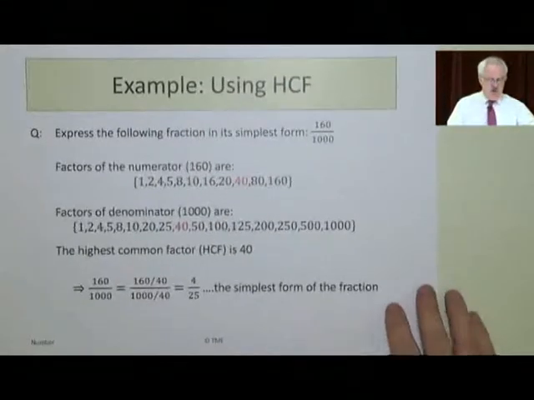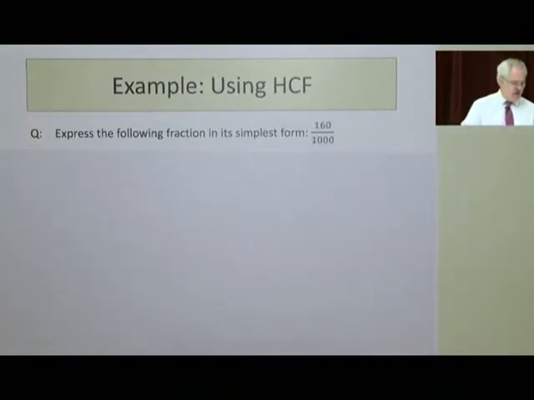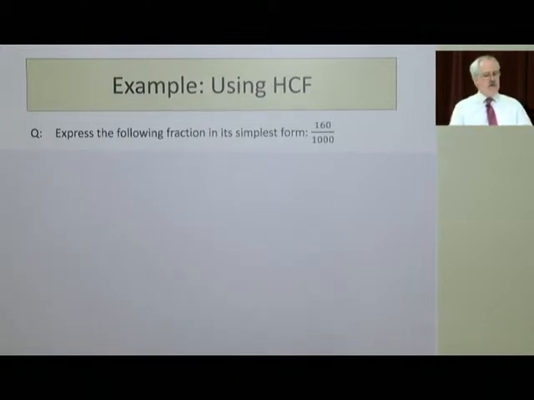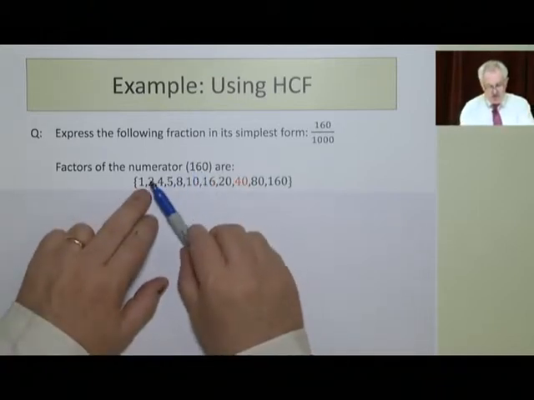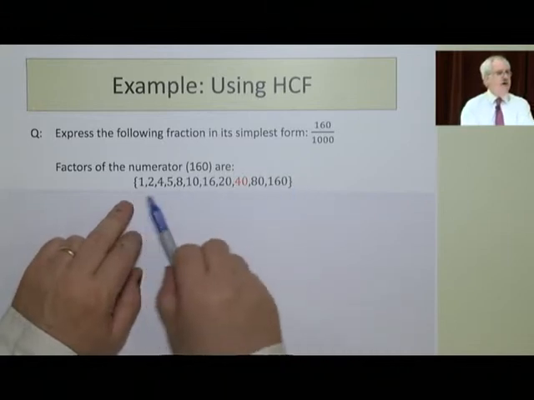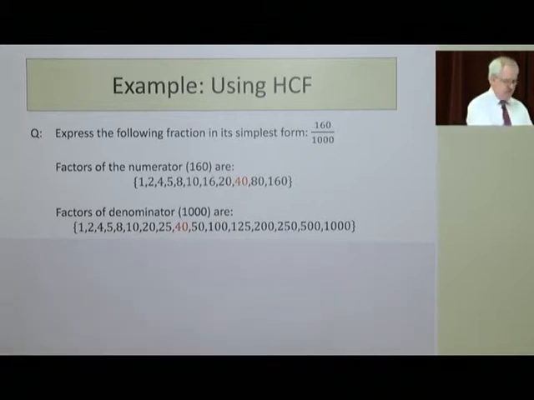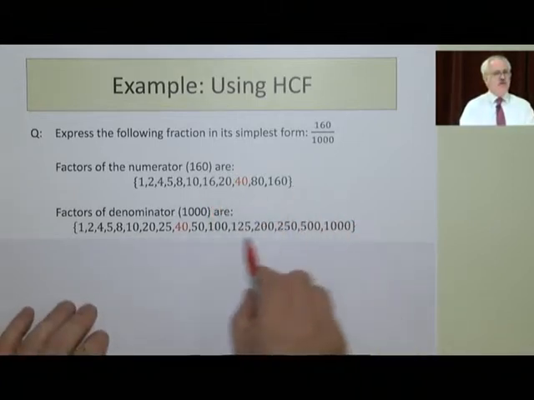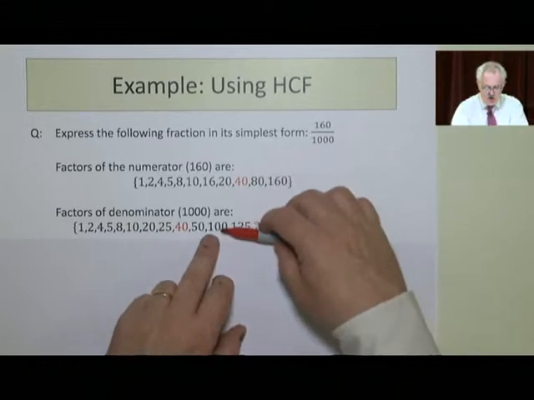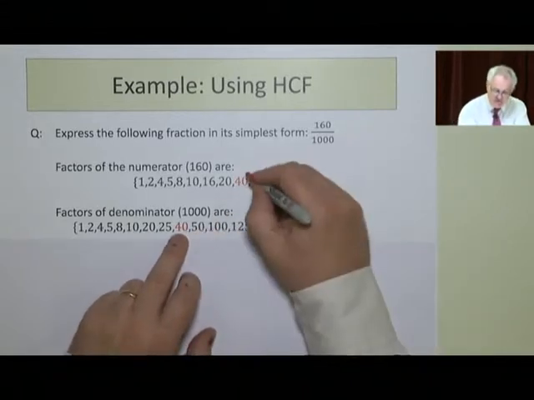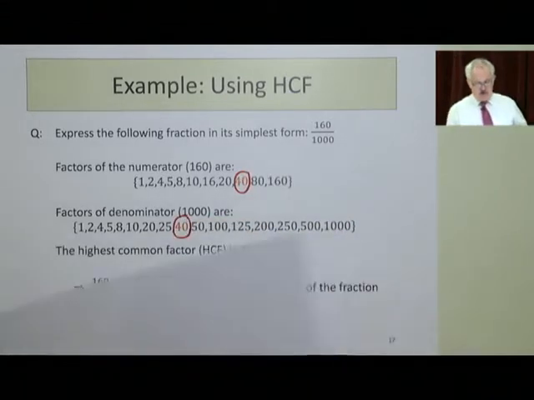So, what would happen if they gave you a question like this? Express the following fraction in its simplest form, 160 over 1,000. Well, the slow approach would be to say, what are the factors of 160? 1 goes in, 2 goes in, 4 goes in, and you could write the whole lot out. And you could do the same for 1,000. Now, you'd be there a while. But if you read back from the ends on both sides, you'd say 1,000 isn't in it, 500, no, 250 isn't, 200, 100 isn't, no, 50 isn't, 40 is in both. So 40 is the highest common factor there.